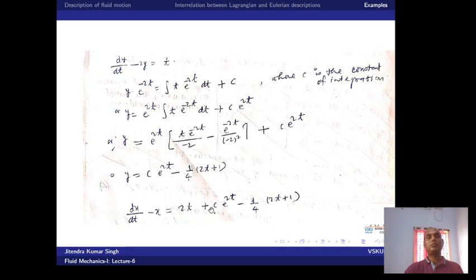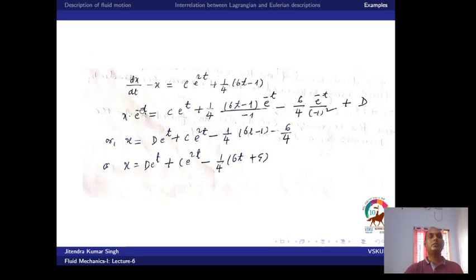So y is equal to c e to the power 2t minus 1 by 4 (2t plus 1). So this is the equation now. Now we shall solve this equation for x. So here the integrating factor is e to the power minus t. So x into e to the power minus t is equal to c e to the power minus 2t into minus e to the power minus t.